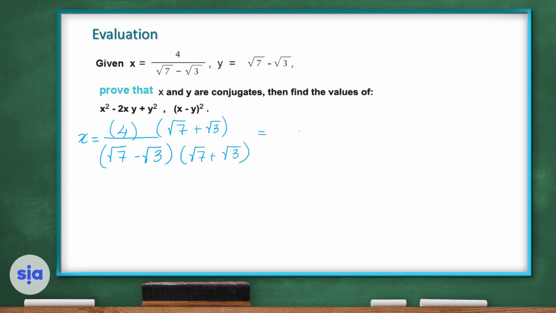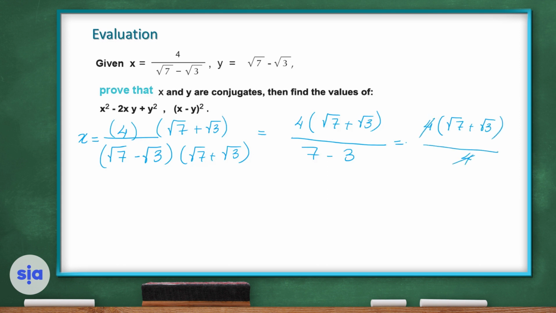So it will be 4 times root 7 plus root 3 over 7 minus 3, which is 4 over root 7 plus root 3 over 4. If you simplify it more, the two 4's will be crossed out together. Then the final answer will be root 7 plus root 3. So x equals root 7 plus root 3, where y is root 7 minus root 3. So now, for sure, x and y are conjugates.